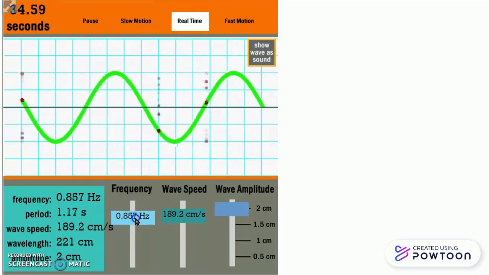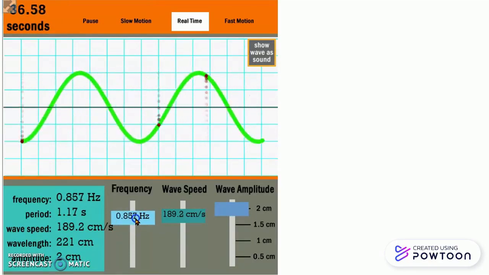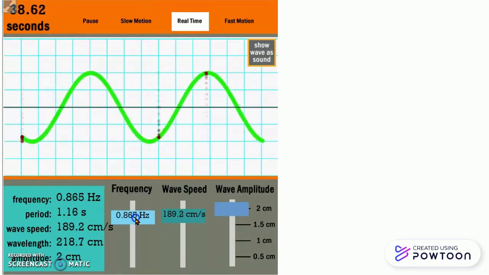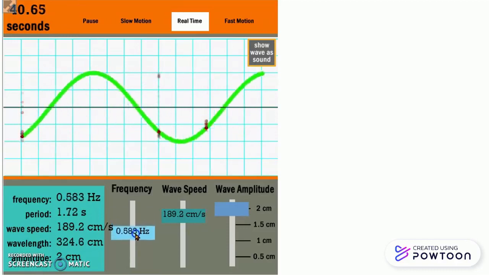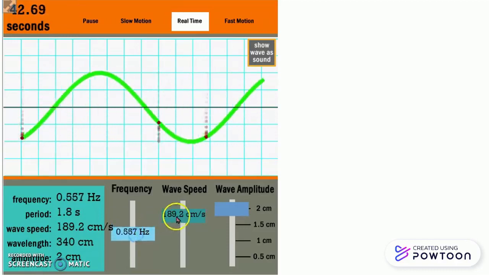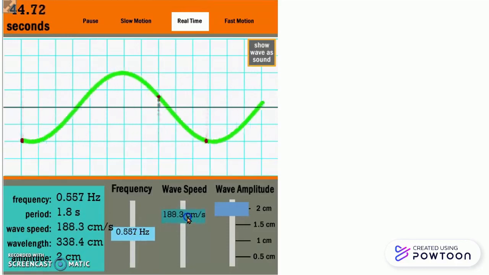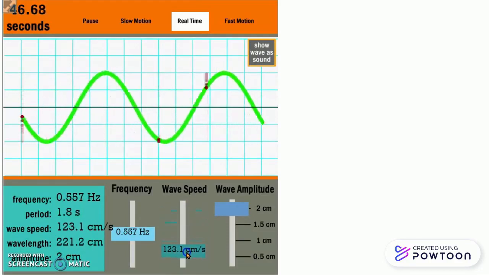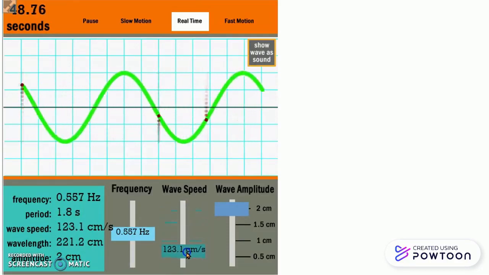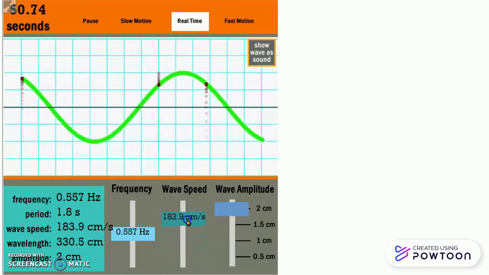But as you can see, when you raise the frequency, wavelength is lower or shorter. When you lower it, wavelength is higher or longer. Wave speed, when you lower it, wavelength is lower. When you raise it, wavelength is higher or longer.